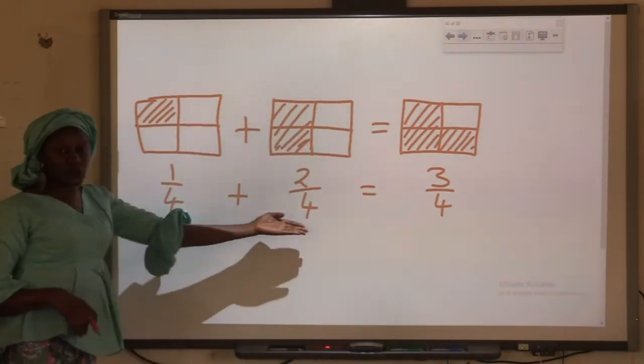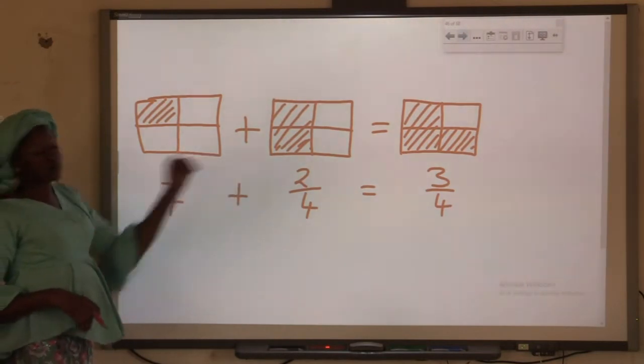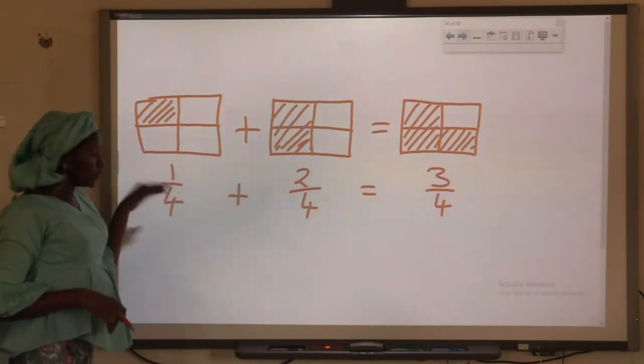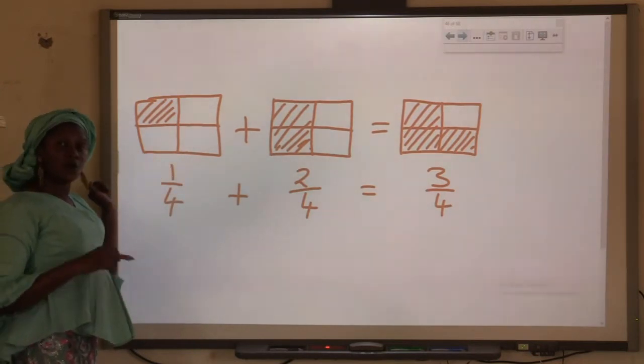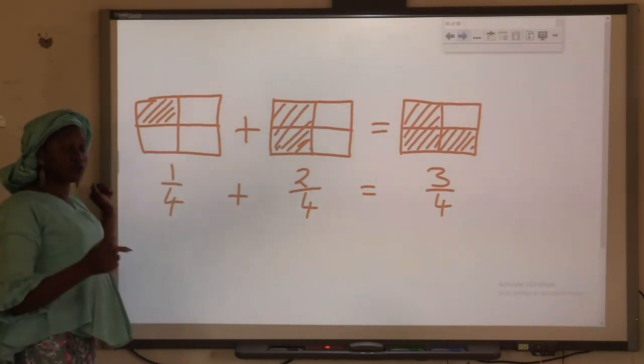The same denominator, we add the numerators. The same denominator, we add the numerators for like fractions, which we call sometimes common fractions.